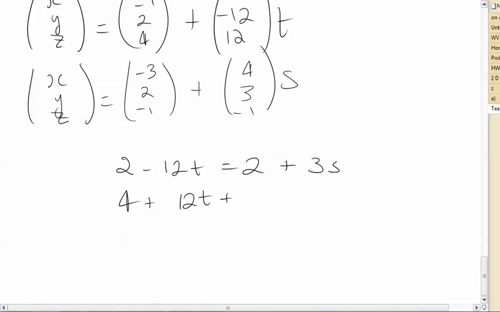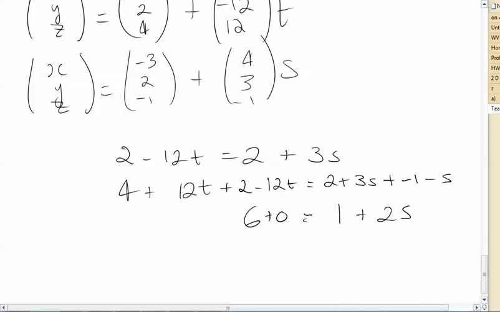And then plus the original 2 minus 12t, as that's going to cancel out the t's, and then 2 plus 3s, plus, and then minus 1 minus s, and then the t's will cancel out, equaling 6 plus 0, and then 1 plus 2s. Then we take away the 1 from either side, which equals 5 equals 2s, and then s will equal 2.5.